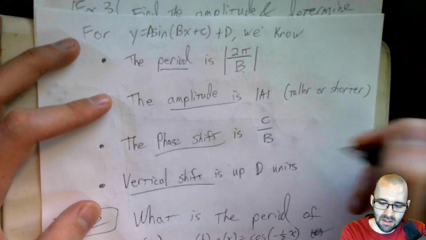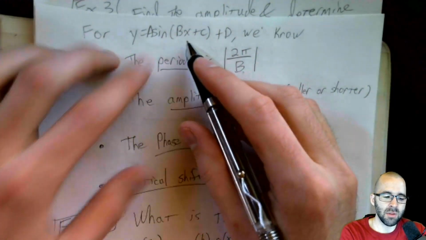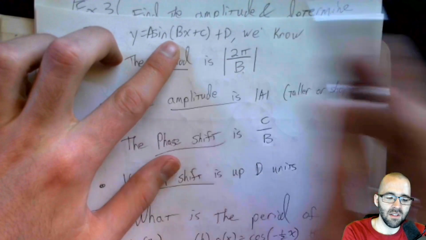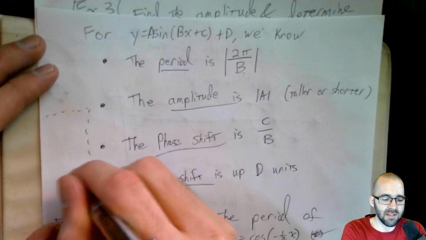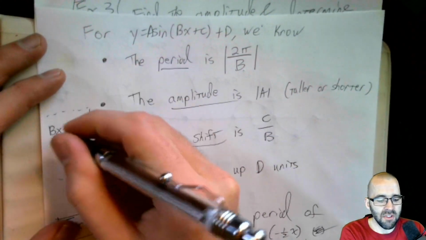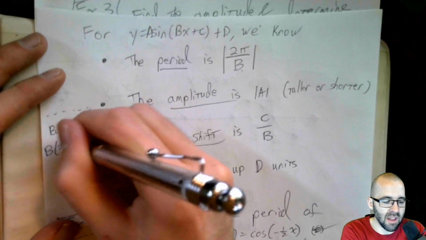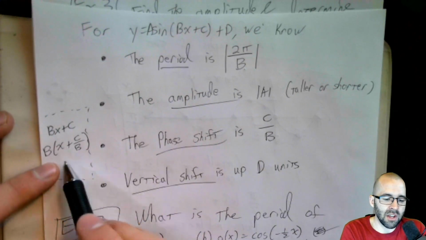C divided by B. Essentially the reason for that is because when we do phase shift, we want to have this inside factored. Off to the side, you don't have to write this down, you have bx plus c. If you factor out a b from this, remember factoring is like division, you're left with x plus c over b. And that's really what we want to look at.